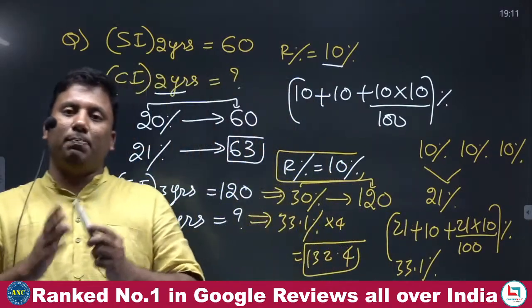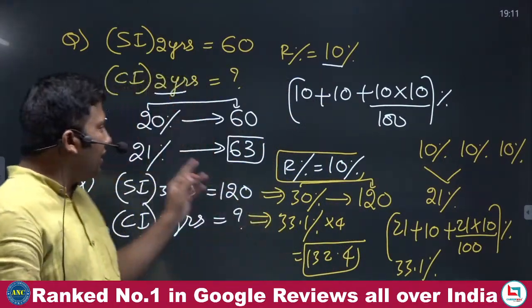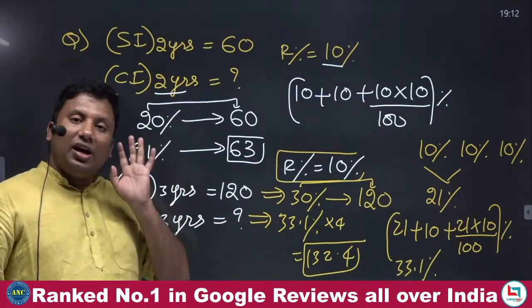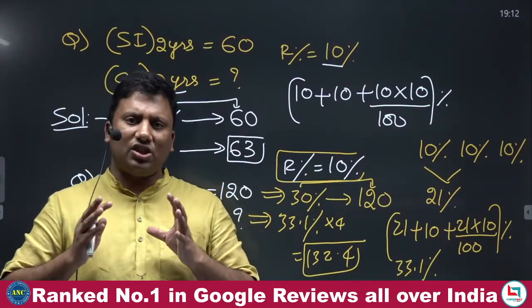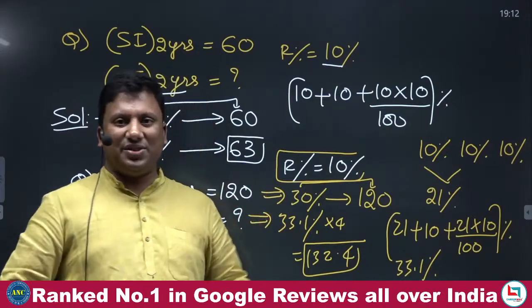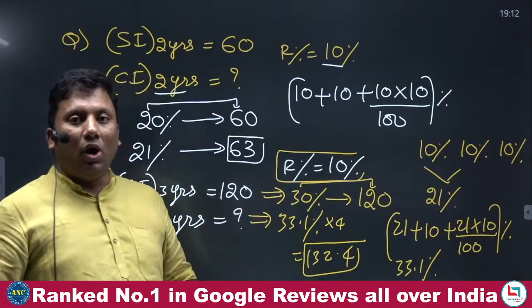In case of simple interest, rate of interest is always the same. In case of compound interest, rate of interest is successive. Already we have done 7 to 8 sessions on compound interest. Please go back and solve all those problems.